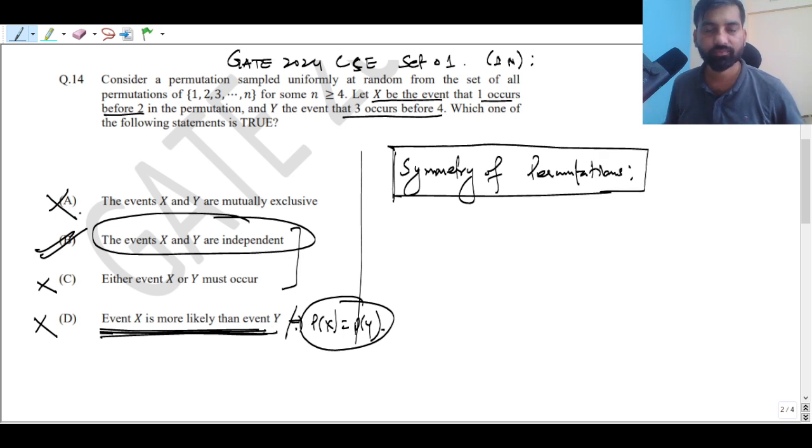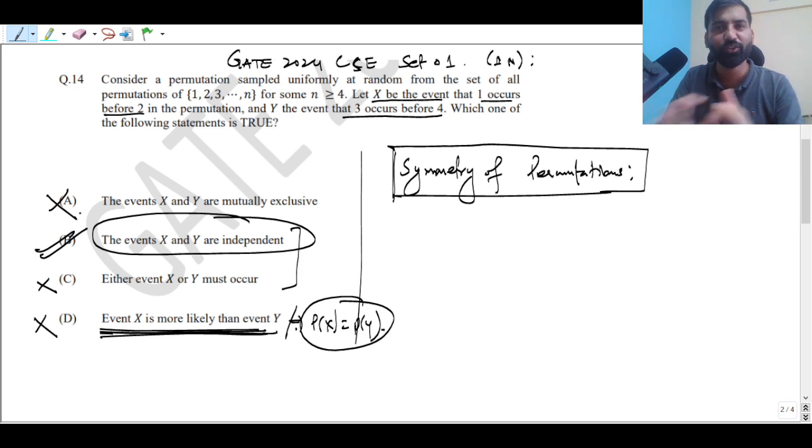Okay, so I hope you might have enjoyed this solution. So please always use the symmetry concepts in your probability theory, right? So we'll meet in the next session, in the next video solution, and we will discuss more questions in detail.